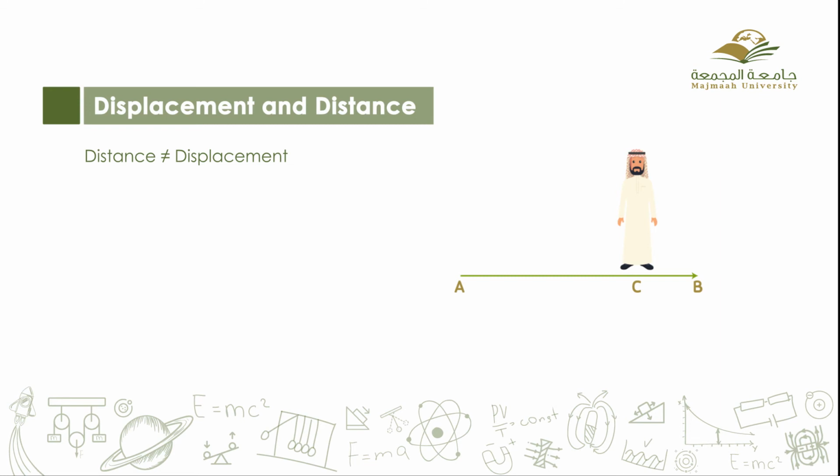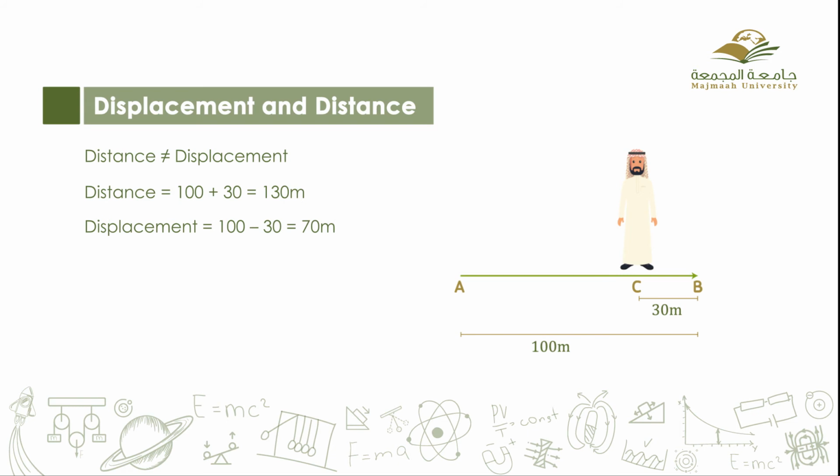As the object moves in two directions, the distance is not equal to displacement, because if the object moves in the first direction 100 meters and then comes back 30 meters, the total distance will be 100 plus 30, which is 130 meters. But displacement will be 100 minus 30, from the starting point A to the final point C. Okay, so if the object moves in two directions on the same line, you have to subtract between them to find the difference between the two directions.